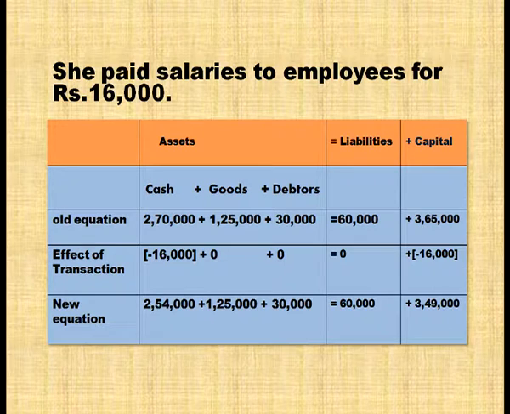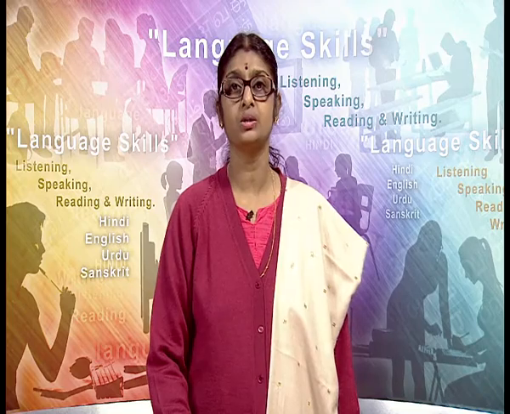So in the cash column, 2,70,000 old equation balance minus 16,000 gives the new equation balance 2,54,000, plus goods worth rupees 1,25,000 plus debtors 30,000. And on the liability side, liability is worth rupees 60,000 and capital 3,65,000 minus 16,000 came to 3,49,000. That is 4,09,000 on both sides. So the accounting equation is satisfied.